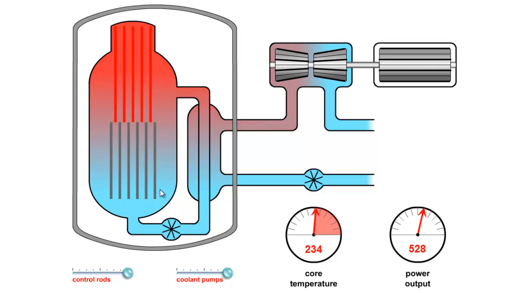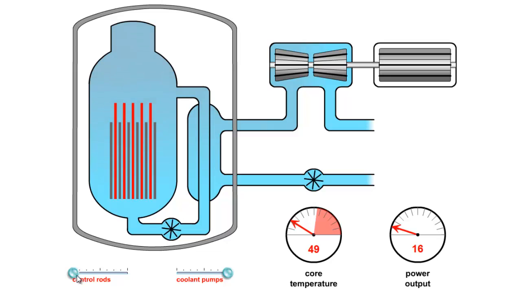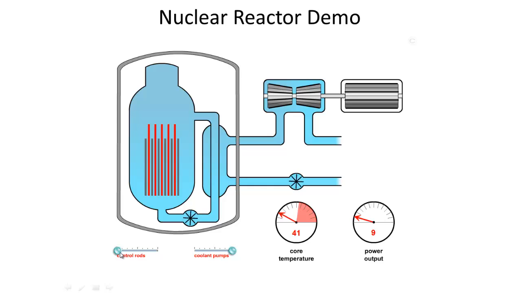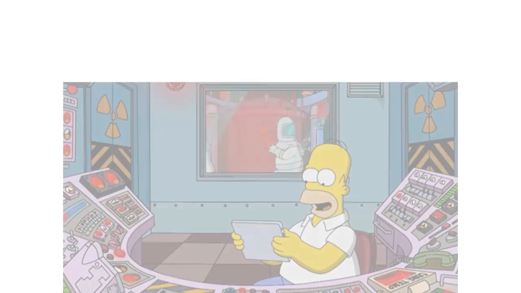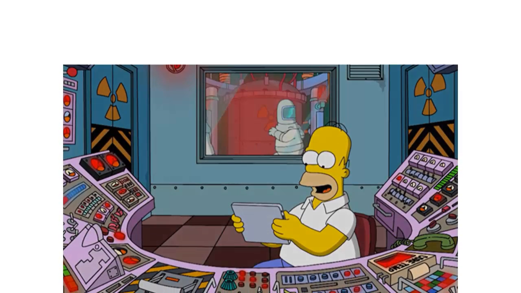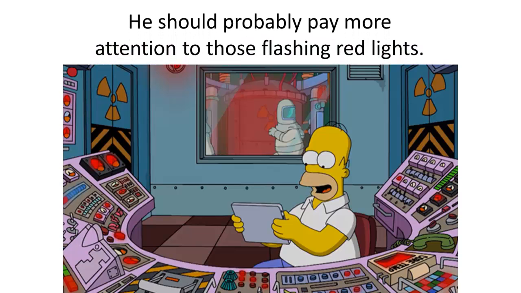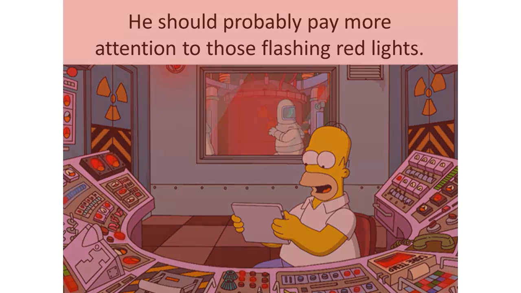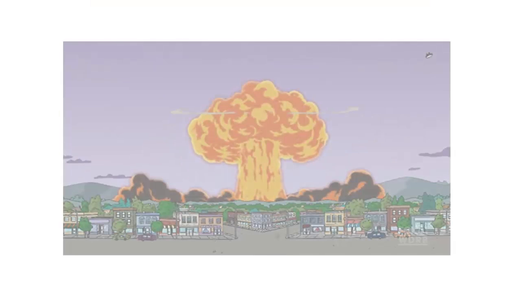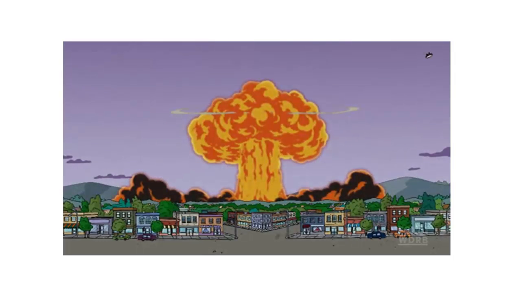So we should have an automatic shutdown, which means that immediately the control rods are embedded between the fuel rods to stop this from happening, provided we have somebody responsible enough to be overseeing that. And here we have Mr. Simpson at work. However, he's somewhat distracted, so he should probably pay more attention to those flashing red lights. Uh-oh. And this is the outcome. Yeah, it's not good.